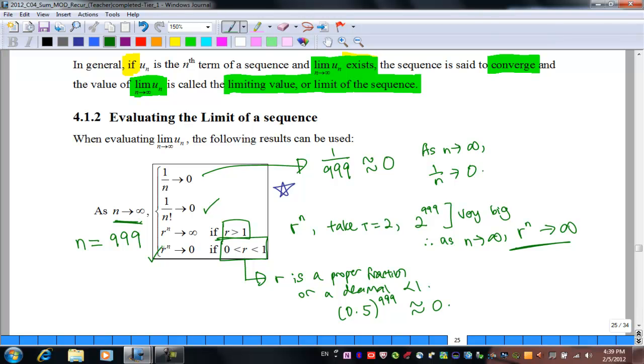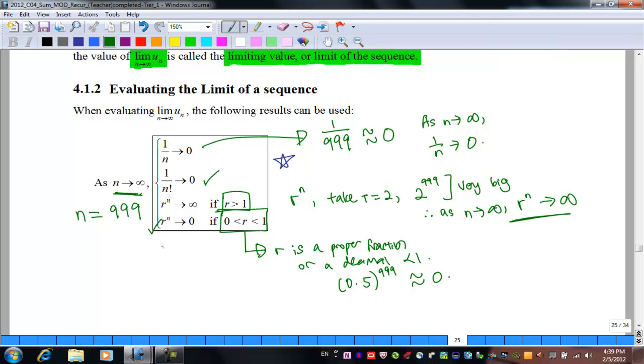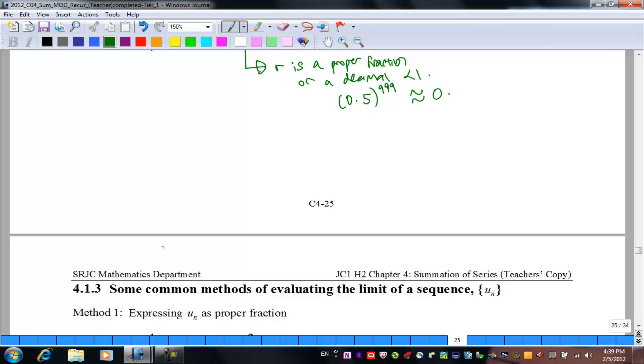Okay, so now I have laid the foundation of what a limit of a sequence is. In the next video, we will look at some common methods to evaluate the limit of a sequence.